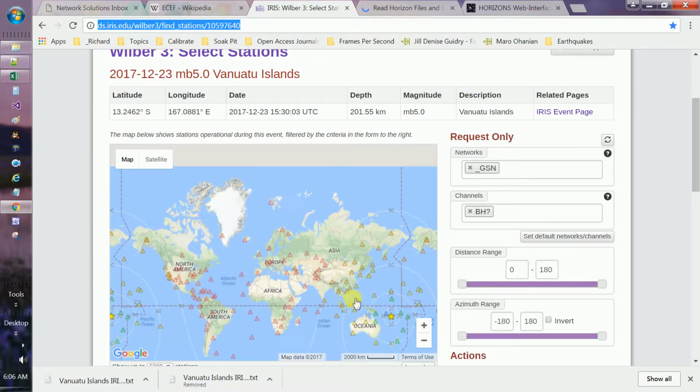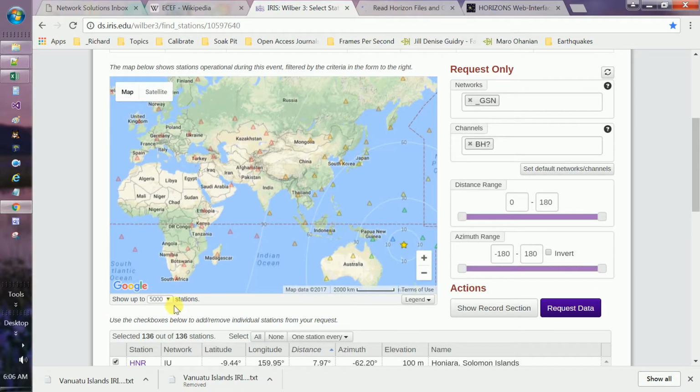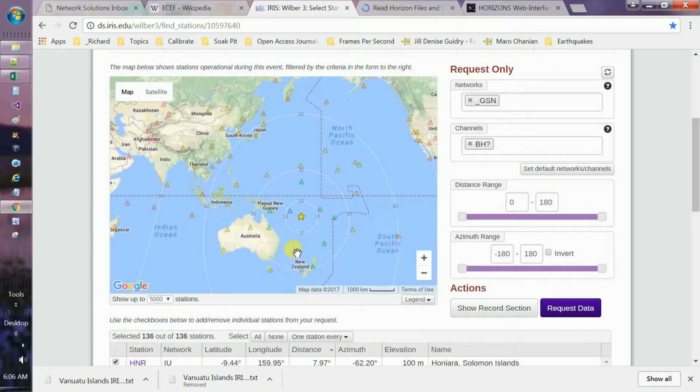Move down a little bit. They stopped it at 5,000. Okay, here's a close one. This is the Australian Charter Towers seismometer, and that's actually a very good one. I used that. I calibrated that when I was doing the gravity calibrations for the network back in 2013.